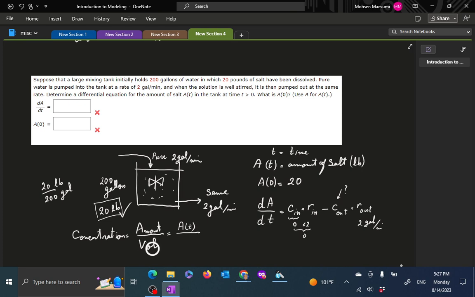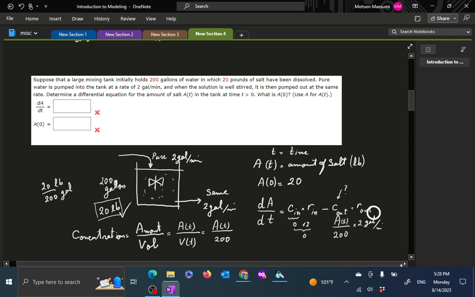Volume, well, in this case, it so happens the problem is that easy. Volume at time t is the same volume that it was at the beginning, because 2 gallons per minute is coming in and 2 gallons per minute is leaving. Volume doesn't change. Thankfully, all that is happening is the amount is changing. Volume is 200. So the concentration at time t is going to be the amount at time t divided by the volume at time t, which happens to be 200.